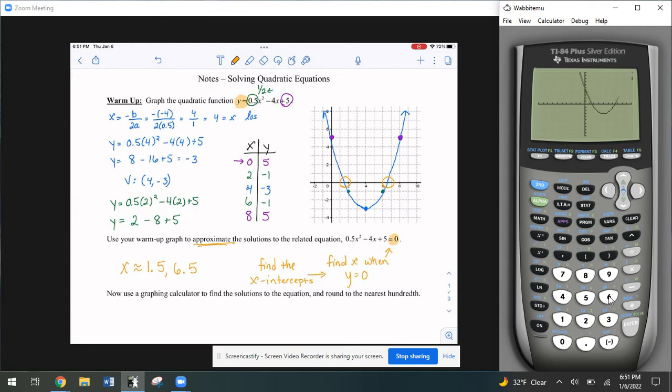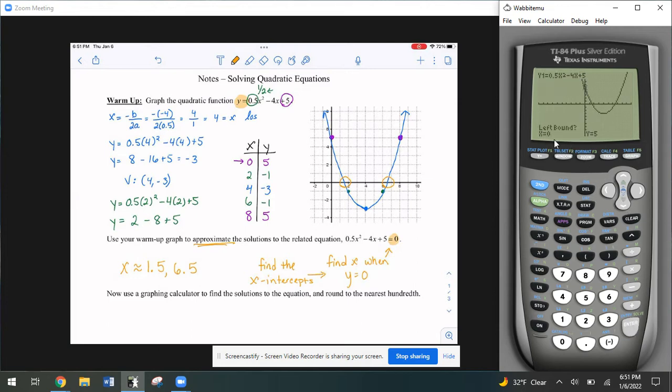So now we can see the graph. And what we want to do is find the x-intercepts. We're going to go through the same process twice. We're going to do second trace to go to the calculate menu. Again, second trace. And we want to find the 0, or the x-intercept. So that's option 2, 0. So I go down and I hit enter on option 2.